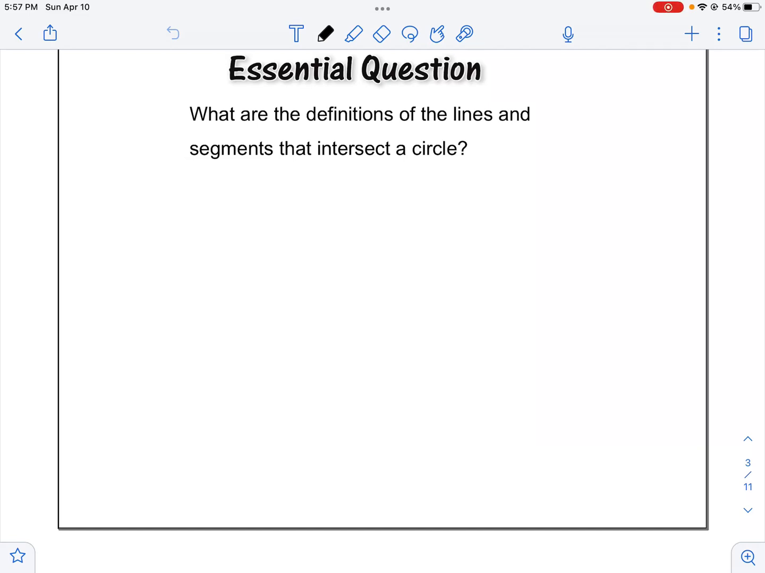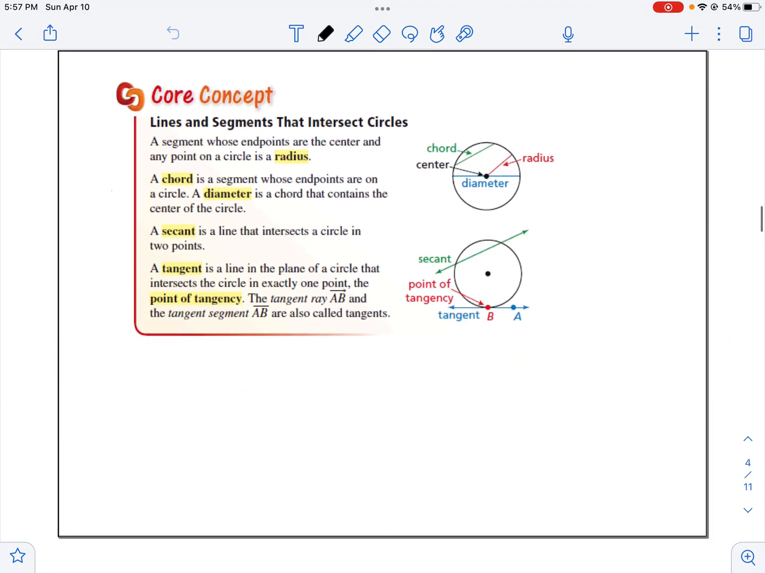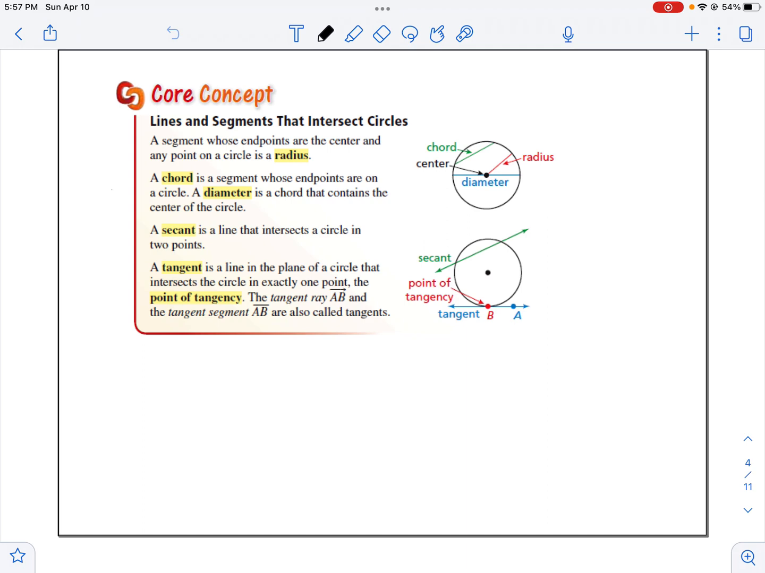Hello everyone, this is section 10.1 for geometry. Circles and the lines that intersect them. So today we're going to be learning about what the definition of the lines and segments that intersect a circle are, and some properties about them. So here's the main thing that you need to know.